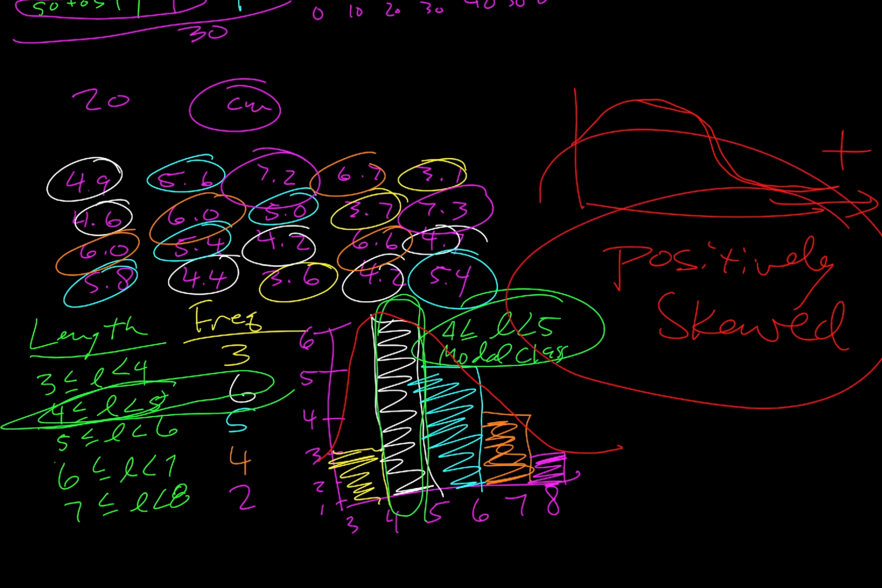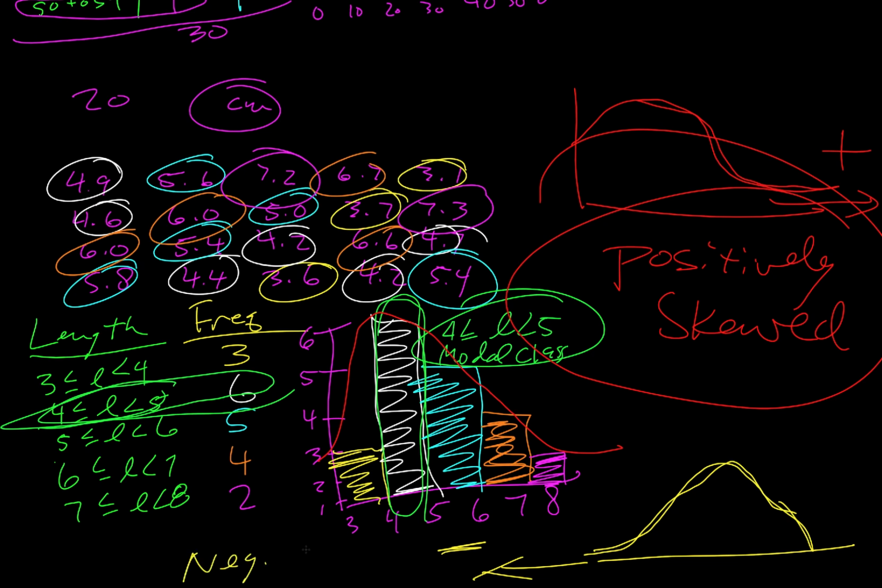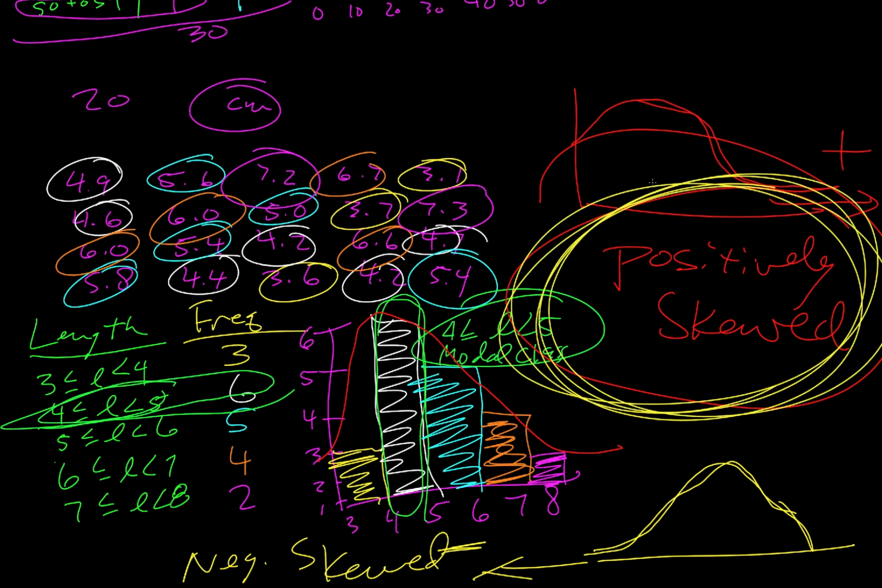Now just a quick reminder, if we had something that was like this, where this little tail goes in the negative direction, that would be called negatively skewed. Once again, for the specific problem, it was positively skewed.